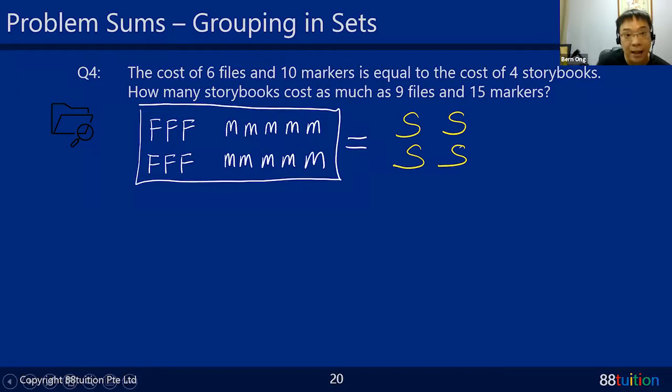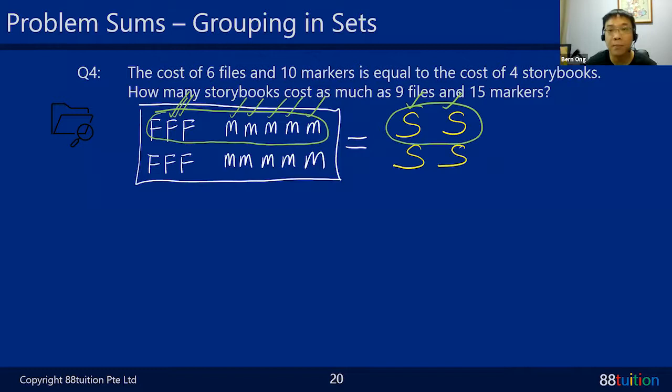All right, if you do a comparison, can you see something? Can you see that if I cut it into half, this portion, can I say that... sorry, not 6 of it. 3 folders and 5 markers is the same as 2 storybooks. Can or not? Can you see that 3 folders and 5 markers is the same as 2 storybooks?